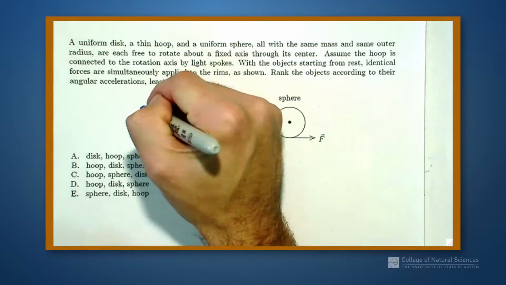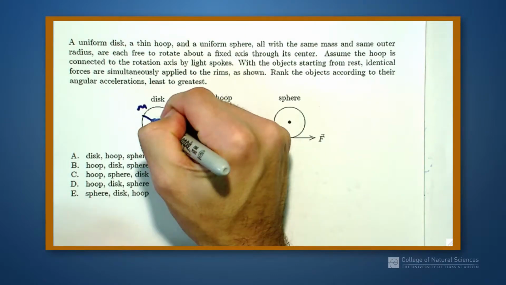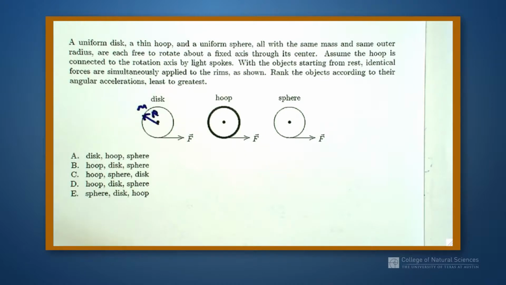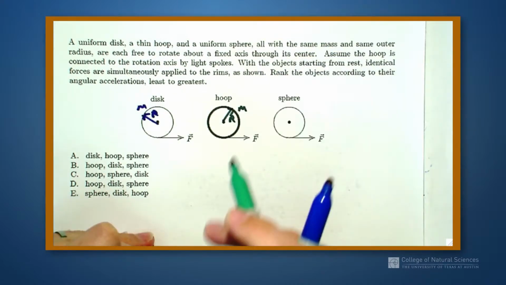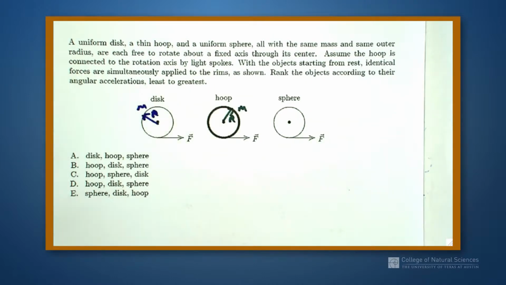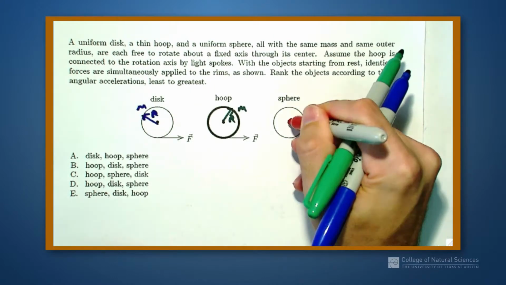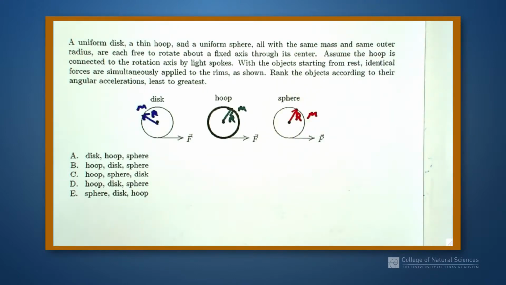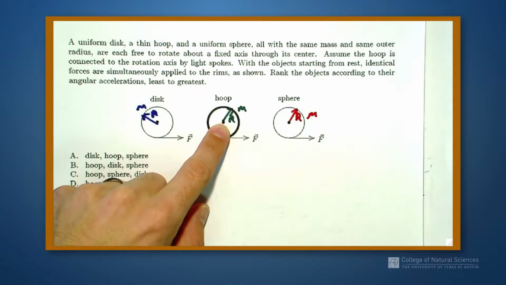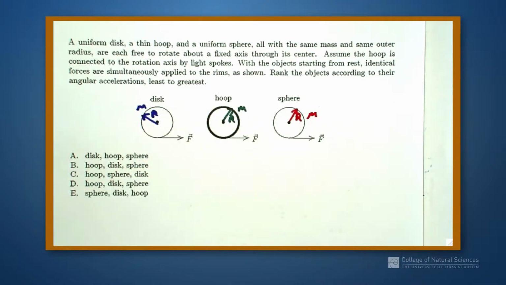We know that this one has mass m and radius r. Same thing for the hoop: it's got a radius r and a mass m. And last but not least, the sphere has a radius r and a mass m. Assume that the hoop is connected to the rotational axis by a light spoke. That means it actually rotates around that point and just doesn't go sliding off to the right.